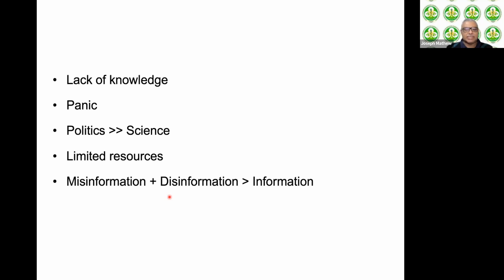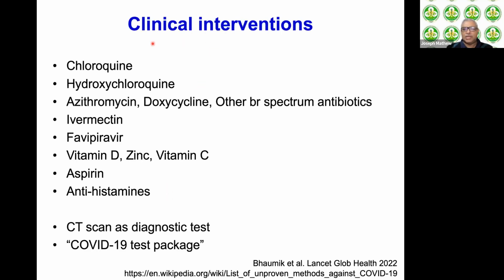And so, not surprisingly, at that time, there were a lot of clinical interventions which were tried, and this slide shows a list of those which were later proven definitely not to work. These are very nicely documented on Wikipedia in a page called List of Unproven Methods Against COVID-19.